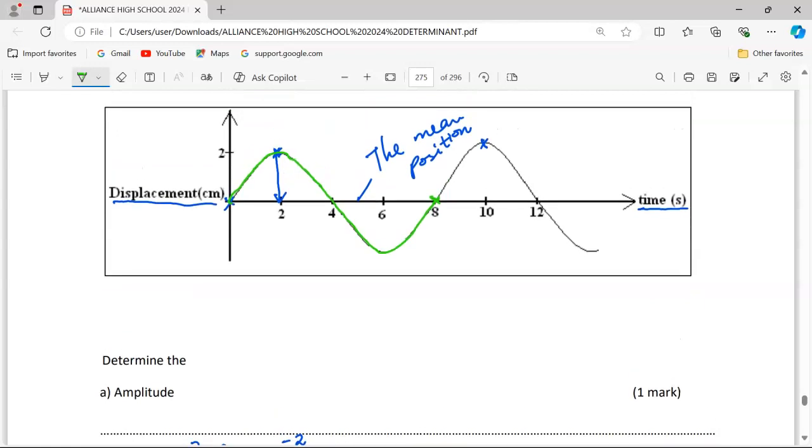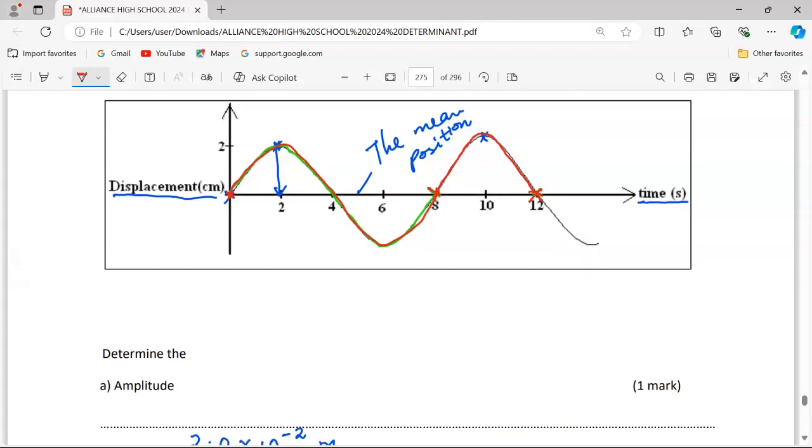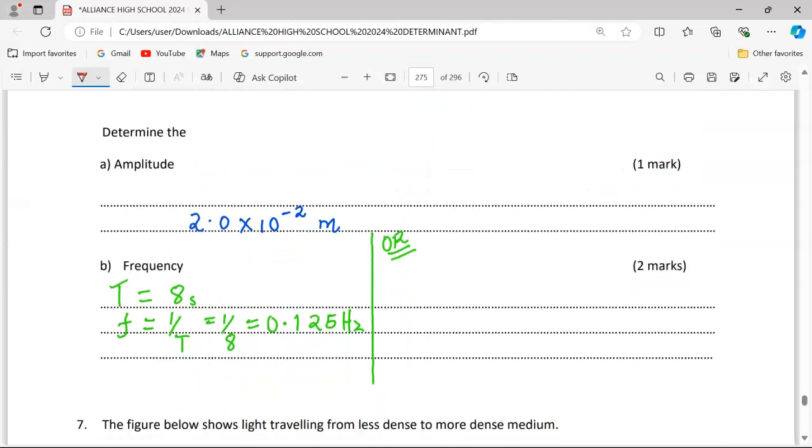We are given time intervals until the 12th second. So when we consider from 0 until the 12th second, we can consider the number of complete oscillations covered in such a time interval. Therefore, from 0, let me use a different ink now to show you the wavelengths. From this point all the way to the 8th second, there is a complete oscillation. Then from there up to the 12th second, there is half a wavelength. So we can see in 12 seconds, there is a total of 1.5 oscillations.